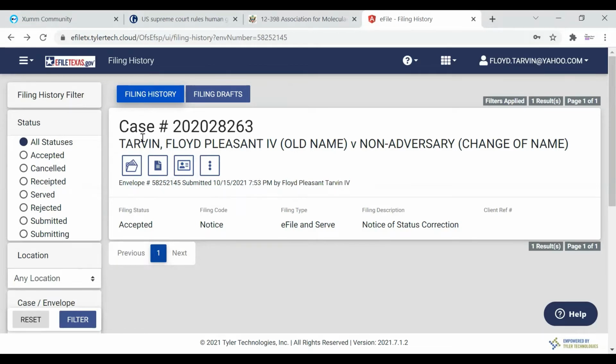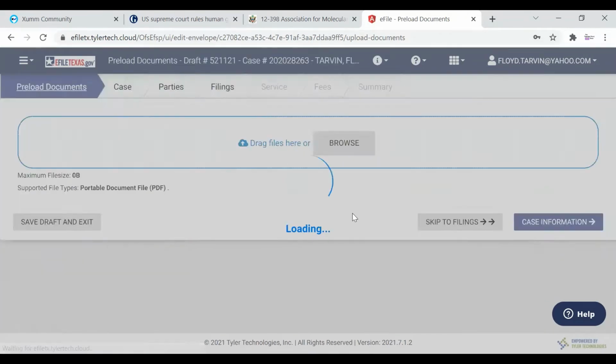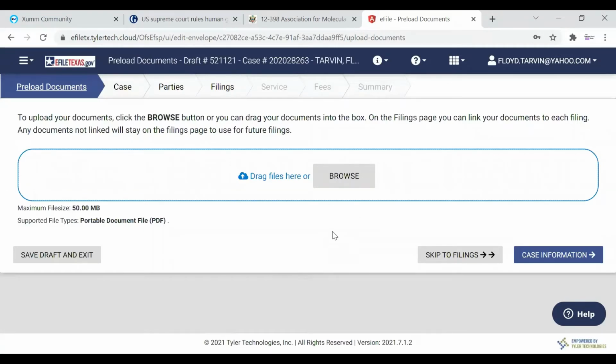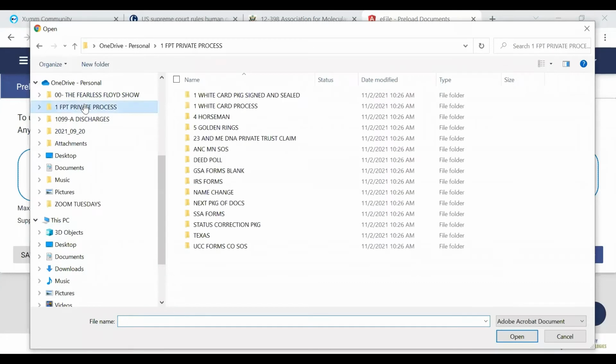Okay. So when you set this up, you've signed in, set up an account, you're going to start a case. It's called an envelope. Of course, this is going to take forever. I don't know what it is with Zoom, but Zoom just sucks up stuff. Okay. So I'm going to hit browse. I'm going to go over here to the private process.